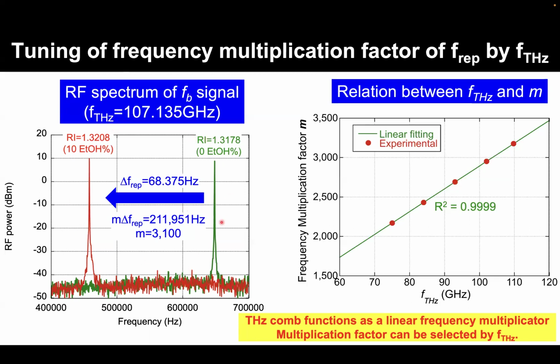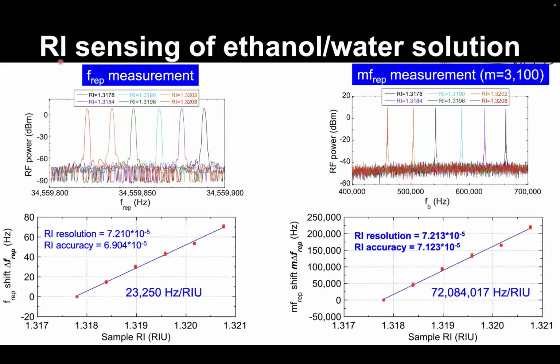We repeat a similar experiment with different F terahertz values. The resulting relation between F terahertz and the frequency multiplication factor M is given here. A good linear relationship was confirmed between them. In this way, the terahertz comb functions as a linear frequency multiplicator. Also, the multiplication factor can be selected by F terahertz.